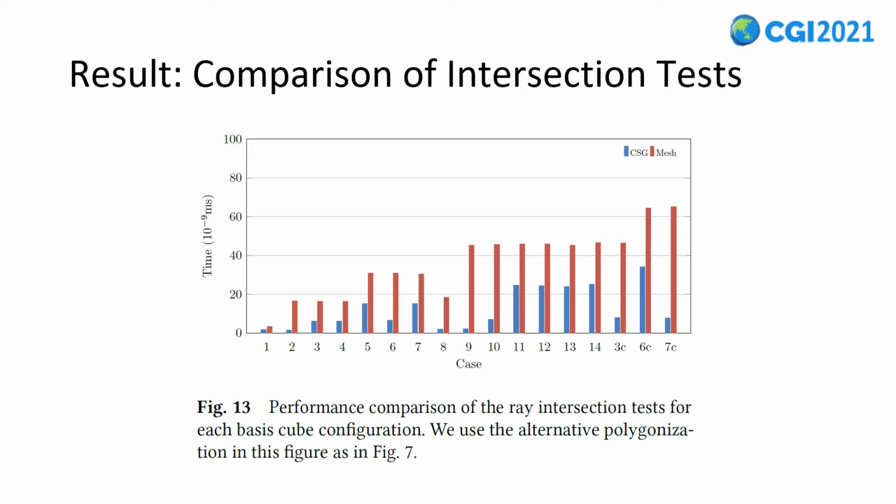Here is the comparison of the ray intersection performance for each basis configuration. We sampled random rays through the unit cube and evaluated the average performance. As can be seen, with the reduced edge tests, the ray CSG intersection test spends at least 45% less time than that of the ray triangle intersection test within each cell.